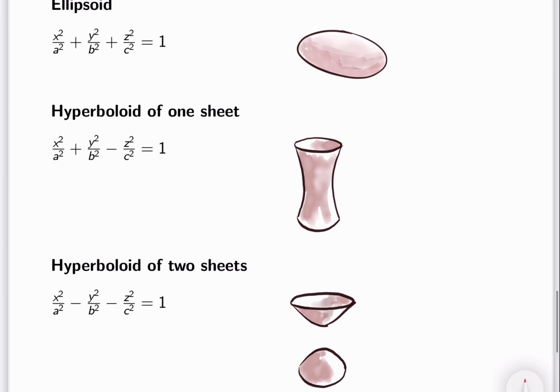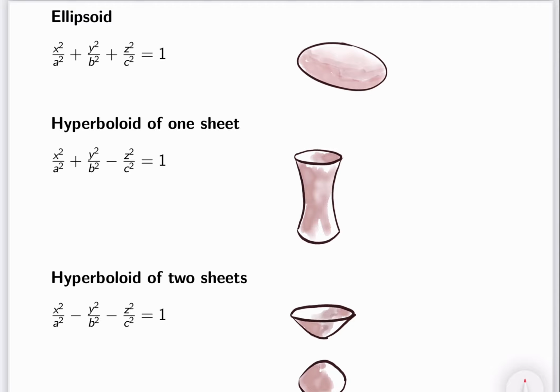Other examples of quadrics are going to be the ellipsoid, where this is going to be in general the equation of the ellipsoid. So the numbers a, b, and c in the denominator, if they happen to be all equal, then the ellipsoid will become a sphere. So the sphere is a particular case of an ellipsoid. So remember then that in the ellipsoid, all the terms are adding.